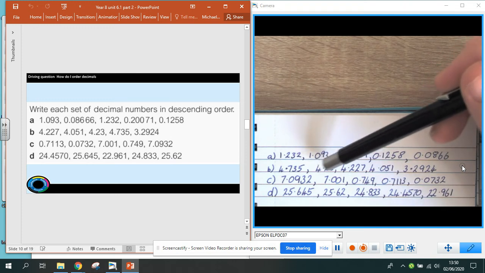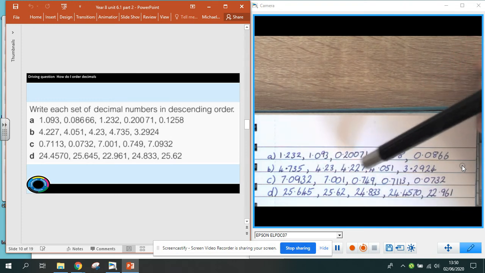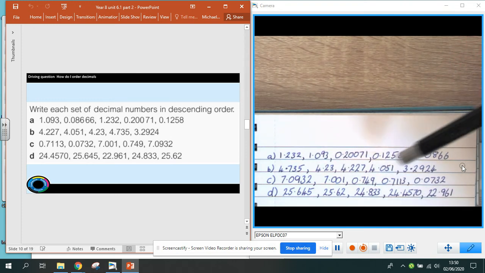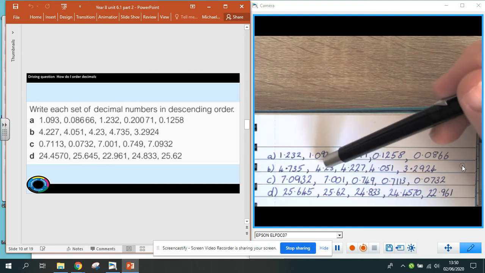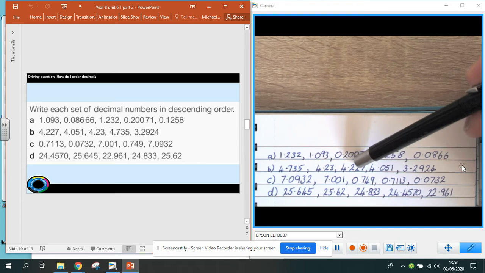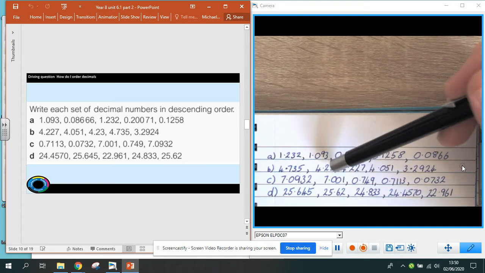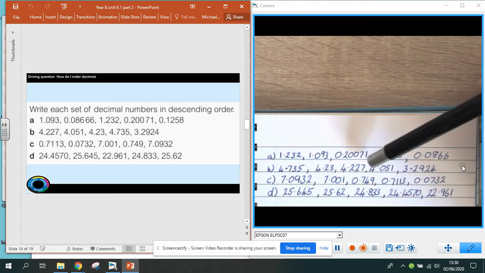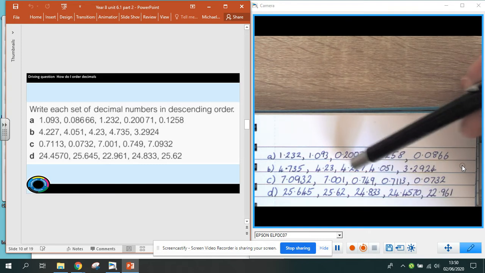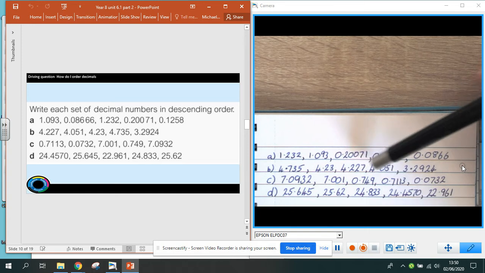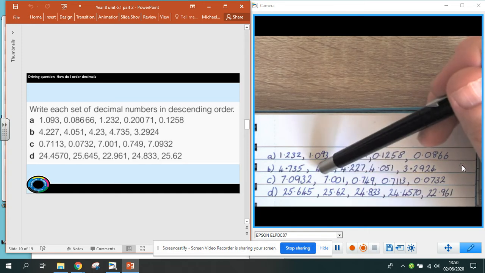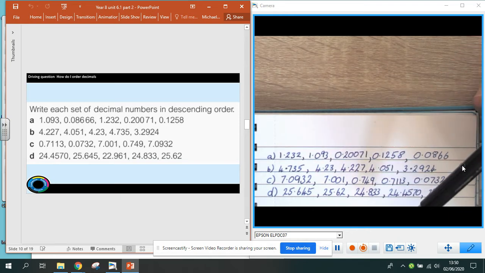4.735, 4.23, 4.227, 4.051, 3.924. Notice that even though this is only 0.23 and this has got 3 digits and this has got 3 digits, this one is biggest because the tenths are bigger, or in this case it's the next number is bigger, but this number is bigger than both of those two, because this has got 2 tenths, this hasn't got any tenths. This has got 3 hundredths, this has only got 2 hundredths.